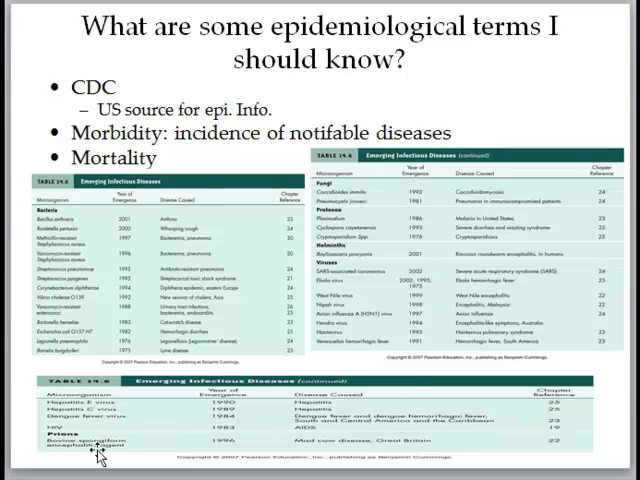And lastly, notice up here are the prions. Prions are your mad cow disease, and prions are actually protein segments, and they will cause this disease, which has been primarily reported in the Great Britain area. So coming back to the terms on the top, morbidity is the incidence of a noticeable disease, and mortality is how many people in that area have died from this disease.